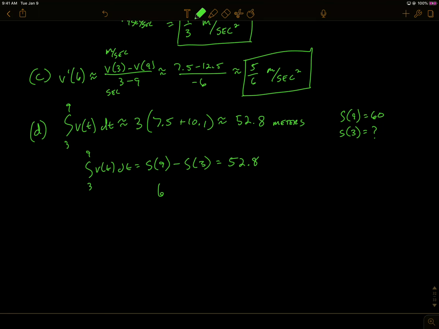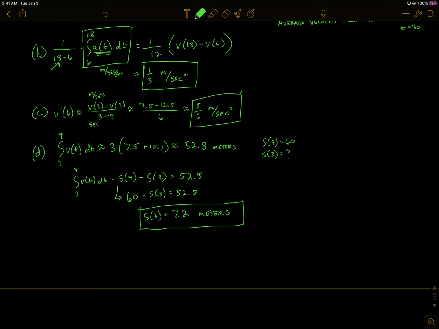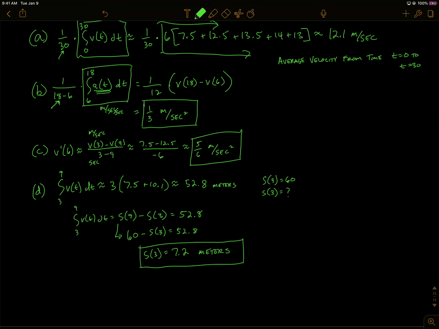So S of 9 is 60 minus S of 3 equals 52.8. If I add S of 3 to both sides and then subtract 52.8, I'll get 7.2, and that is in meters, and that is a position. The position at 3 is 7.2 meters. I think that's everything. I am done.